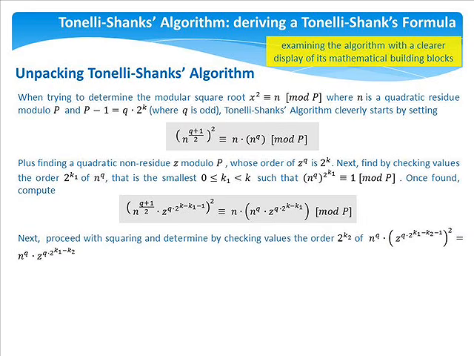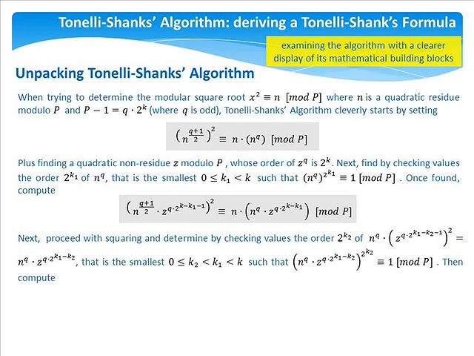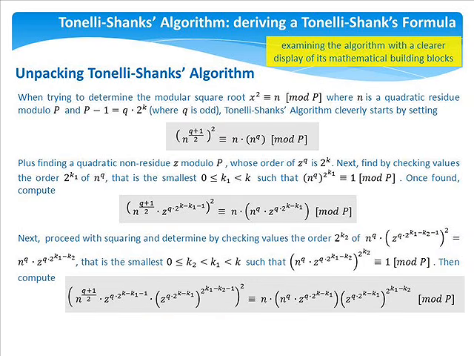2 of n raised to q times z raised to q times 2 raised to k sub 1 minus k sub 2. That is, the smallest k sub 2 bigger than 0 and smaller than k sub 1, such that it raised to 2 raised to k sub 2 is congruent to 1 modulo p. Then apply z raised to q times 2 raised to k minus k sub 1, all of which raised to 2 raised to k sub 1 minus k sub 2 on both sides of a congruence.